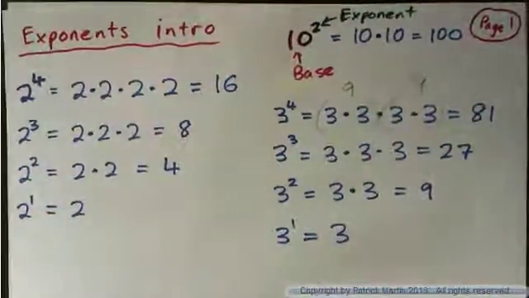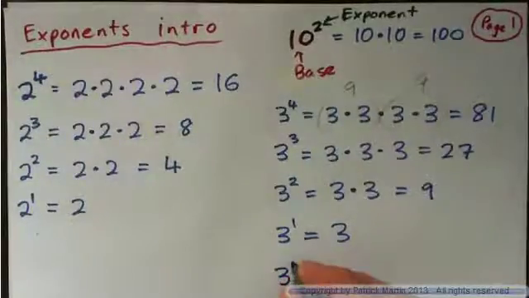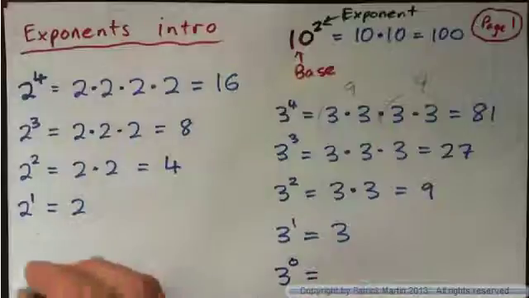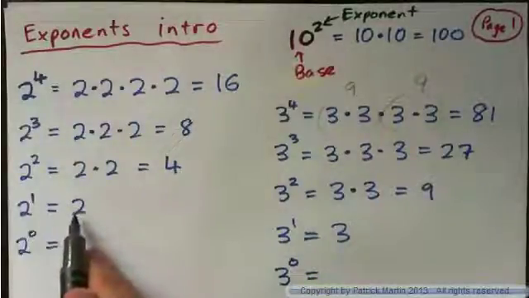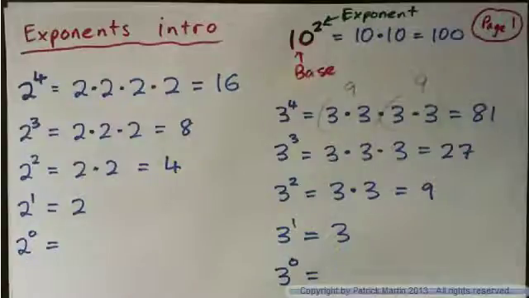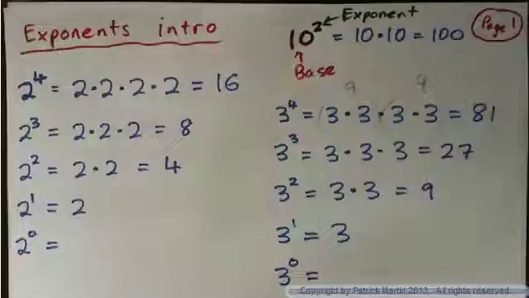Okay, so now we'll try and do powers of 0. What do you think 3 to the power of 0 is? Or indeed 2 to the power of 0? 2 to the power of 1 is 2. So 2 to the power of 0 can't be 2 as well, because it's a different thing. It's got to be something different. It is something different. It's not 2.